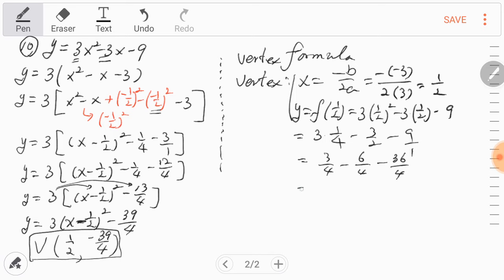So finally, 3 minus 6 is negative 3. So negative 3 minus 36 is negative 39 over 4. So the vertex is equal to what? The x coordinate is 1/2, the y coordinate is negative 39 over 4. So we get the same vertex.